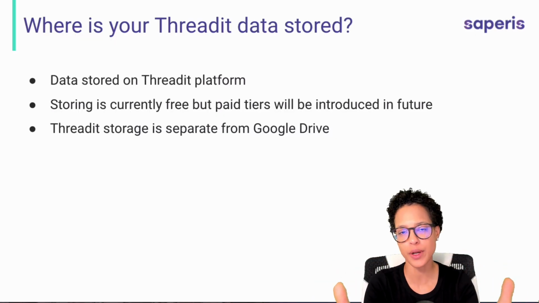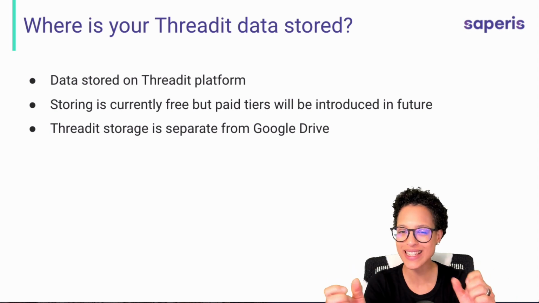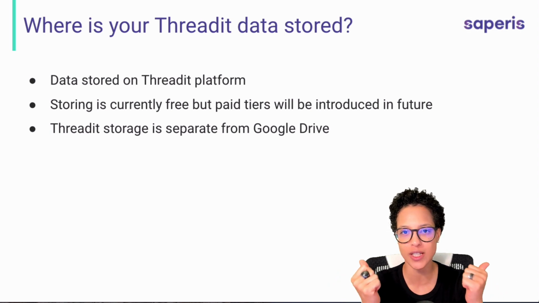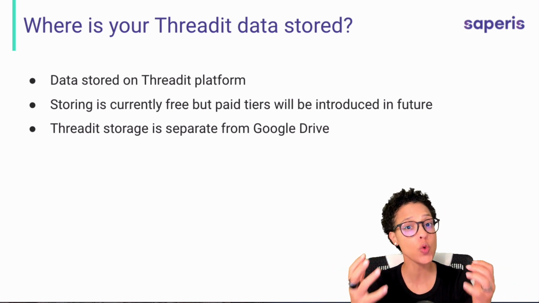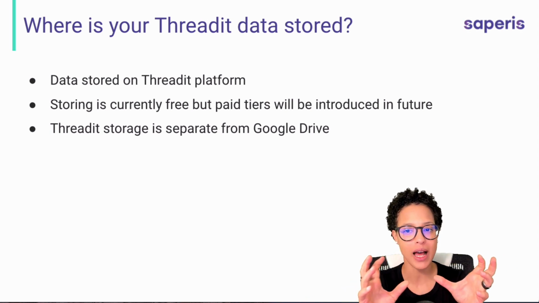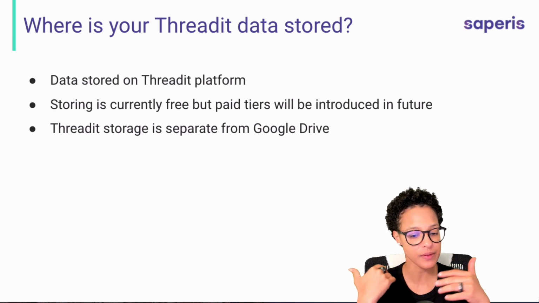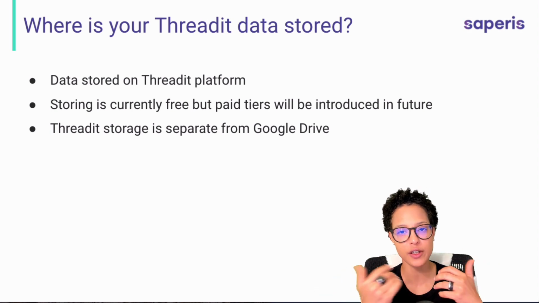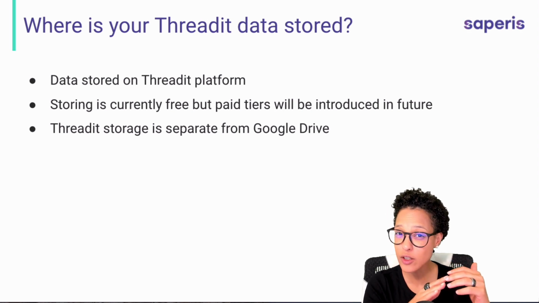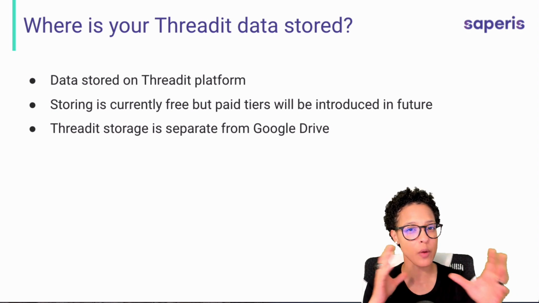If you want to try out Threadit yourself for your company, maybe for your team or whatever, there might be two subject areas where you're wondering, what are the answers to these questions, like where is this data stored and who actually owns the data? So data is stored on the Threadit platform itself. Currently that is free, but the information that you can find on the Threadit page does say that in the future there will be paid tiers. So currently everything is for free as of June 2021, but how that will be in the future, we do not quite know.